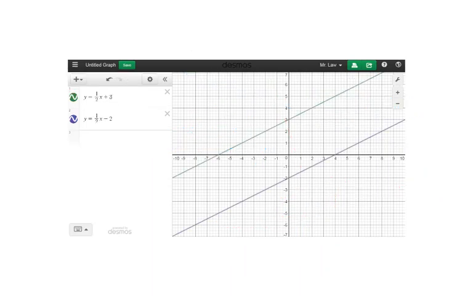In our third example, we're going to look at two lines which are parallel. So we're going to call this parallel lines. In other words, these two lines never intersect one another. They never cross each other. They just keep going on and on forever without touching, kind of like railroad tracks.